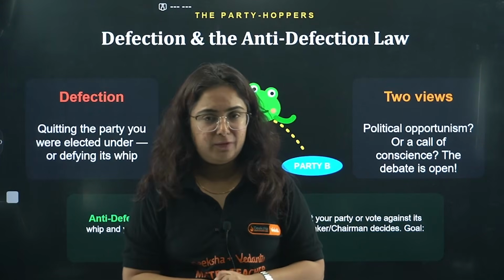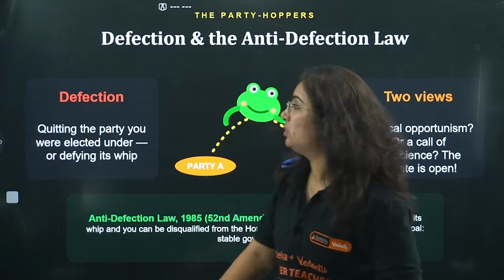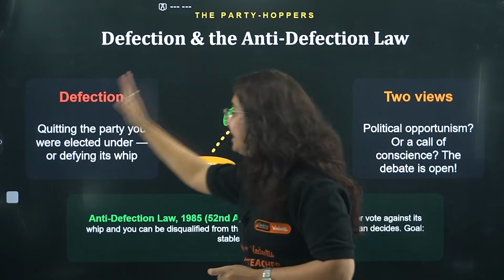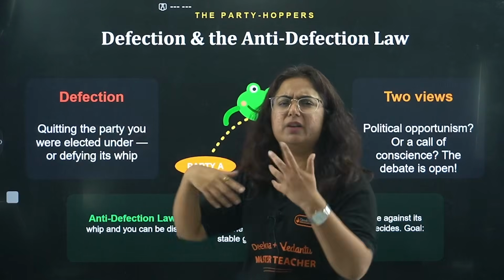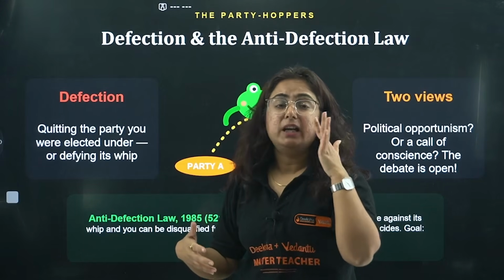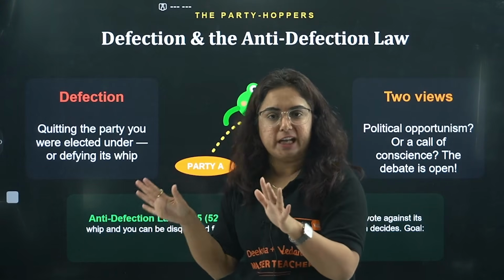And is it fair? No. This process is known as defection. Quitting the party you were elected under, or defying its whip. Defying its whip means saying no to its ideology.